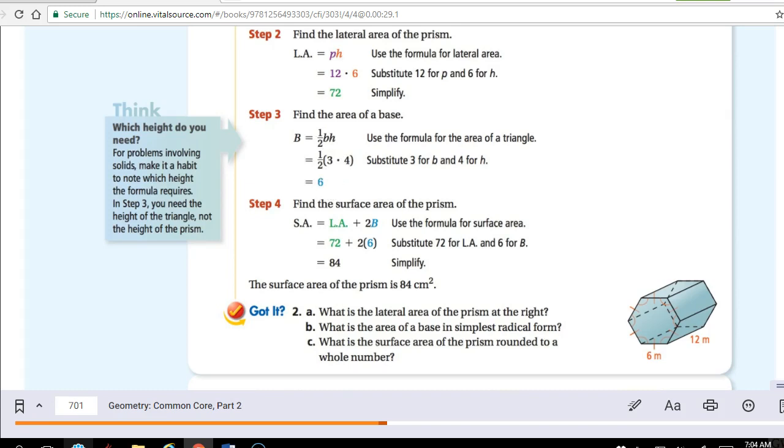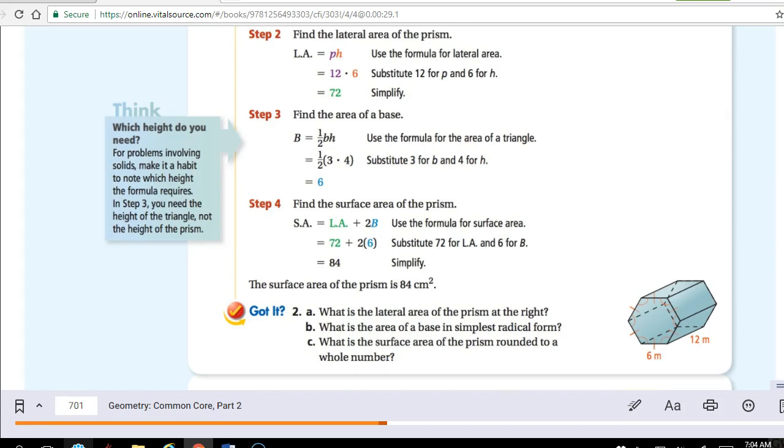Now, the fourth step is simply add the two together. We found out that the lateral area was 72 and that the base area was 6, but that was just the area for one of them. Remember, bases, there are 2. So notice that it's the lateral area plus 2 times the base, because there's always 2 of them. So 72 plus 2 times 6, which is 12. 12 and 72 end up making 84. So it's 84 square centimeters.